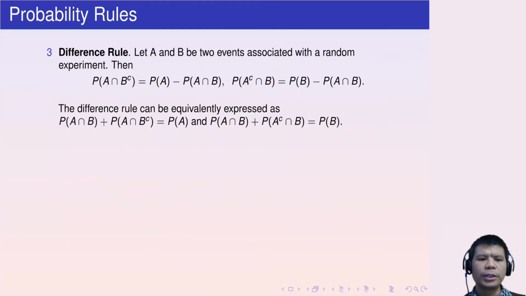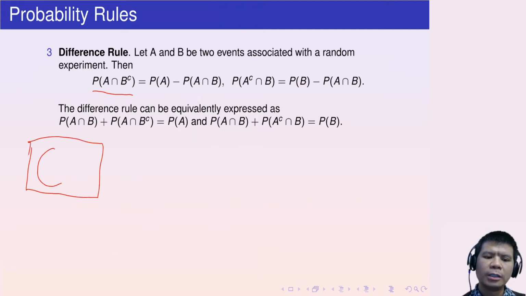Now the next rule is the difference rule. Let A, B be 2 events associated with a random experiment. Then we have the probability in A, not in B. Okay, so it is the Venn diagram here. In A, not in B. Here's A, here's B. So that is the part only in A, right? As you can see, it is to exclude the intersection part from A.